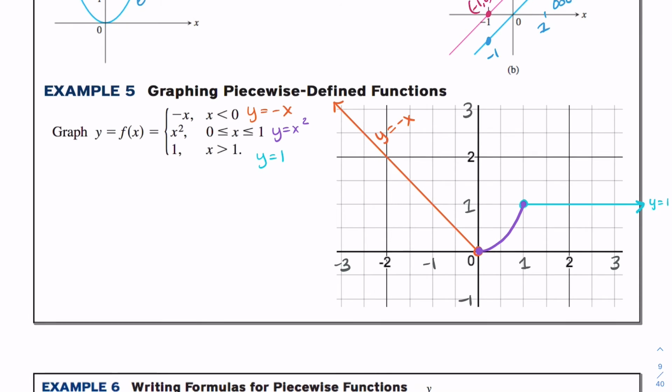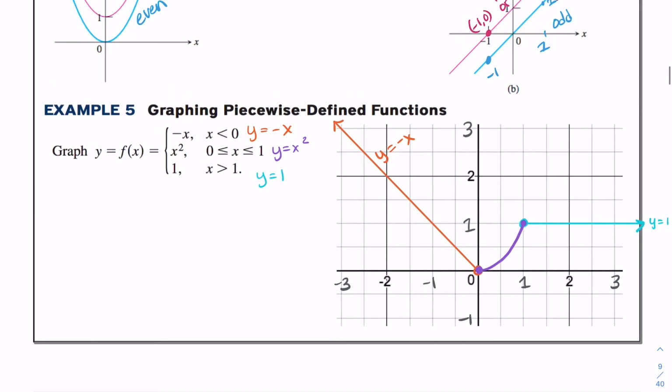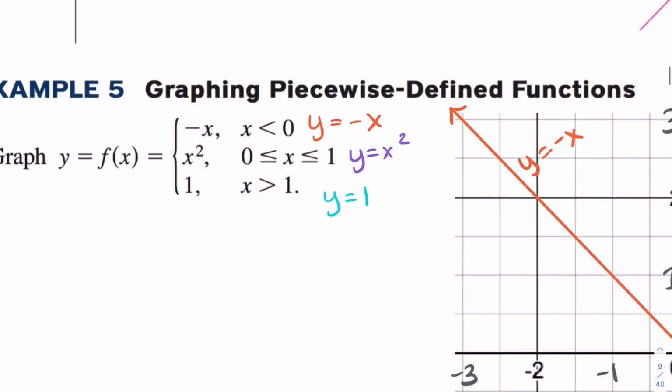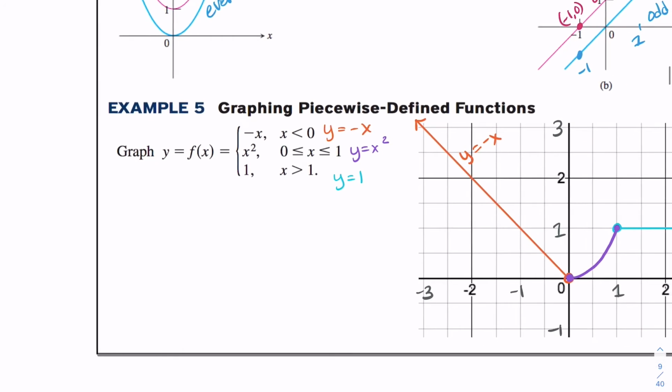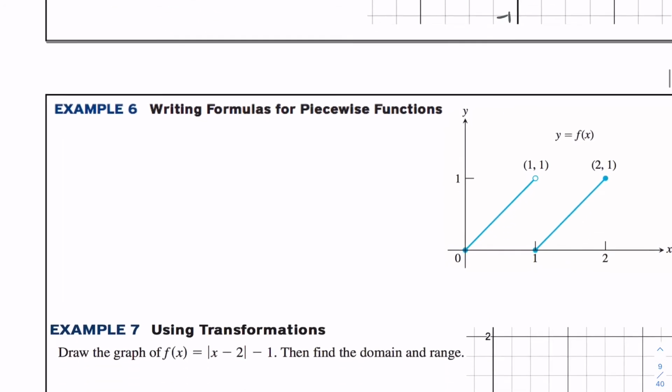All right, and that's our piecewise function. Notice I used open circles where it was less than or greater than, and I used closed circles to be inclusive where it was less than or equal to and greater than or equal to. All right, so let's write a formula for this one.